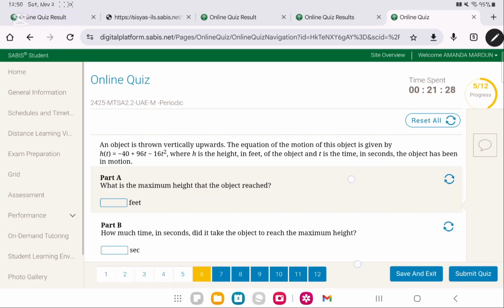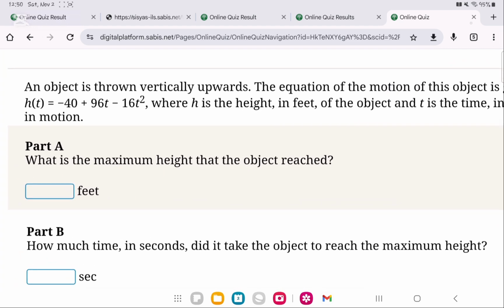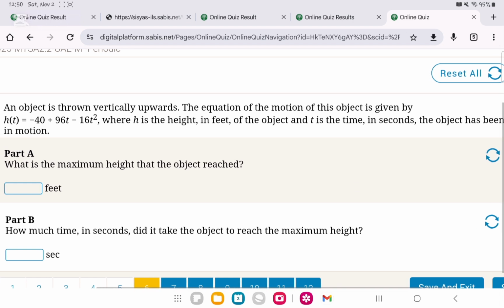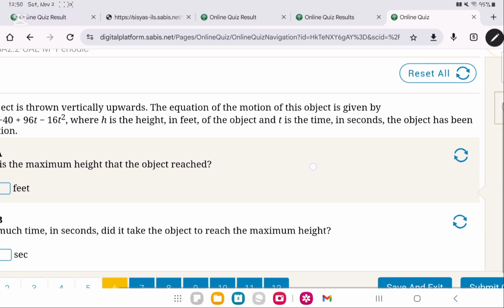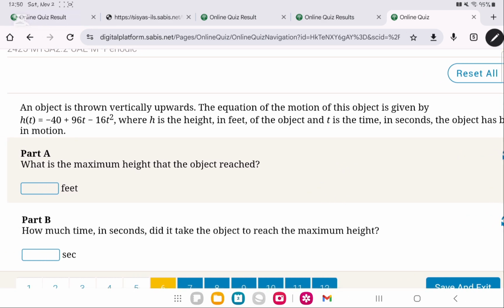Now, question number 6 is a very, very nice question, so please pay attention to it. An object is thrown vertically upwards. The equation of the motion of this object is given by height, as a function of time, is equal to minus 40 plus 96t minus 16t squared, where h is the height in feet of the object and t is the time in seconds. The object has been in motion.